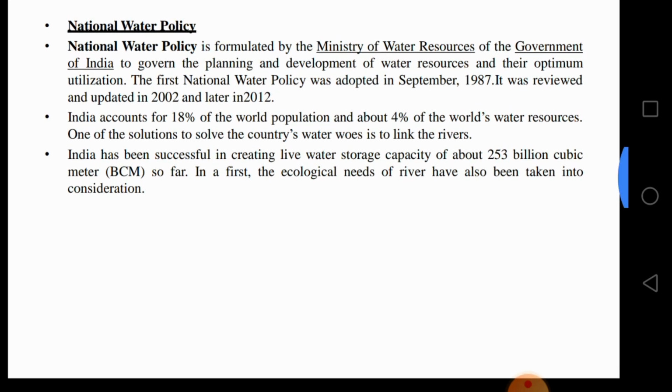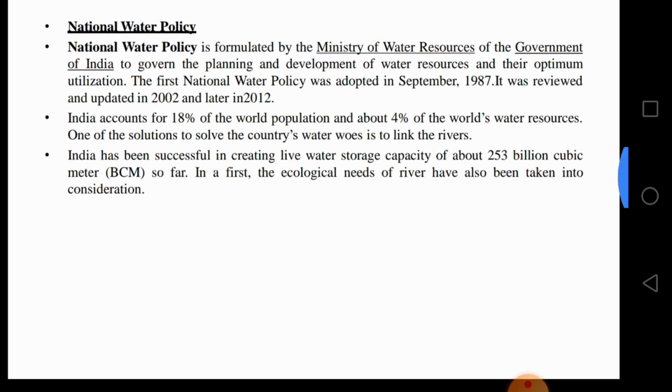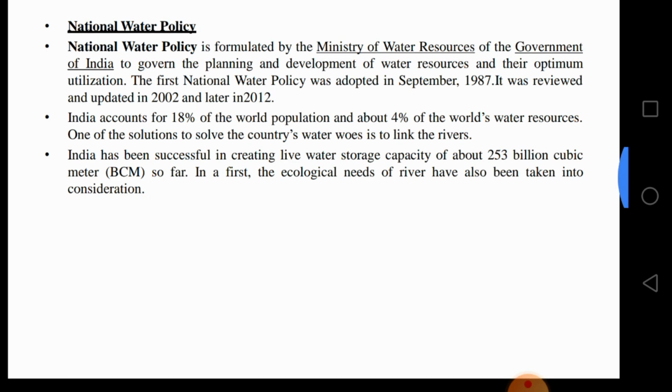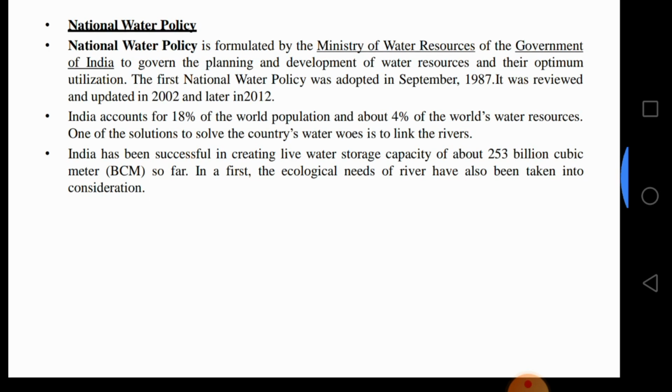So that is the reason we are not worrying about scarcity of water. In 2012, the main concern was safe drinking water, pure, fresh water should reach each and every person's house, each and every citizen. That is the main important agenda of the 2012 policy.